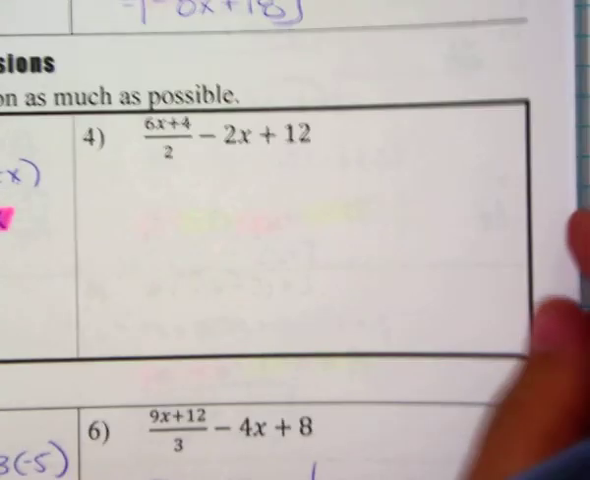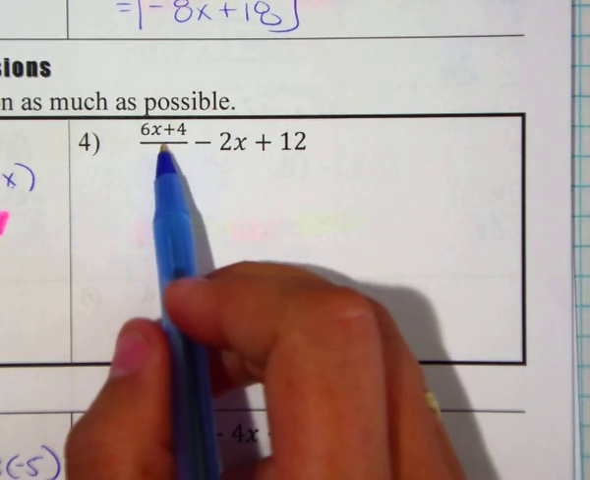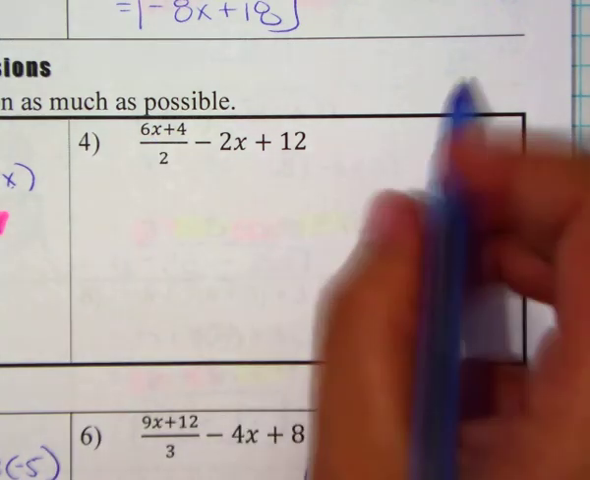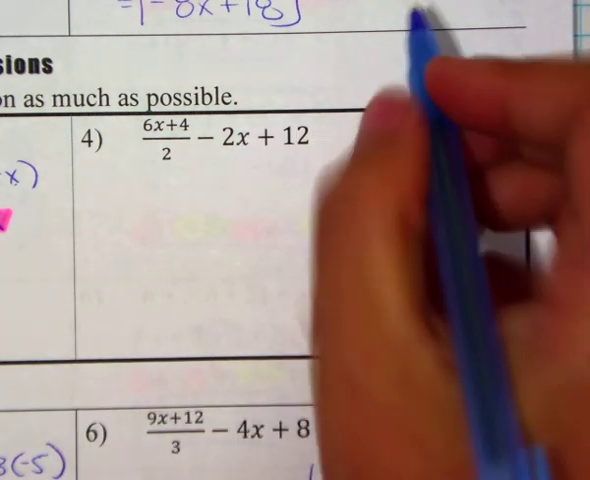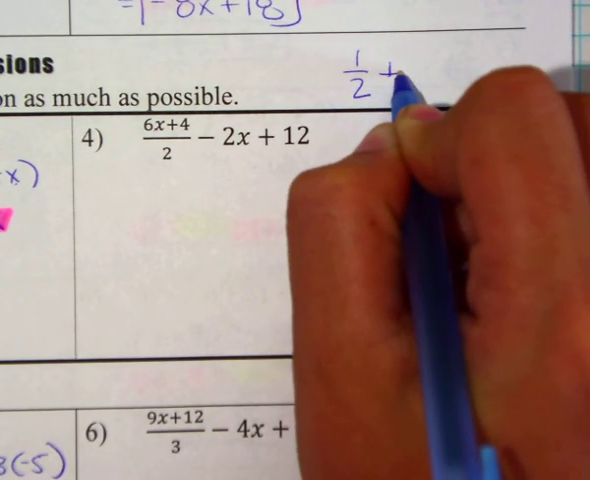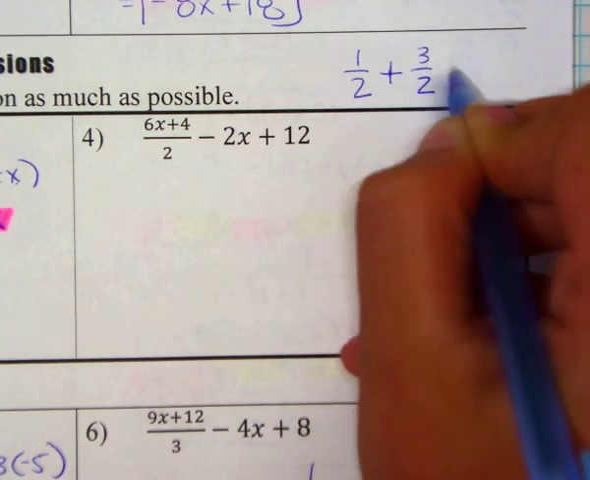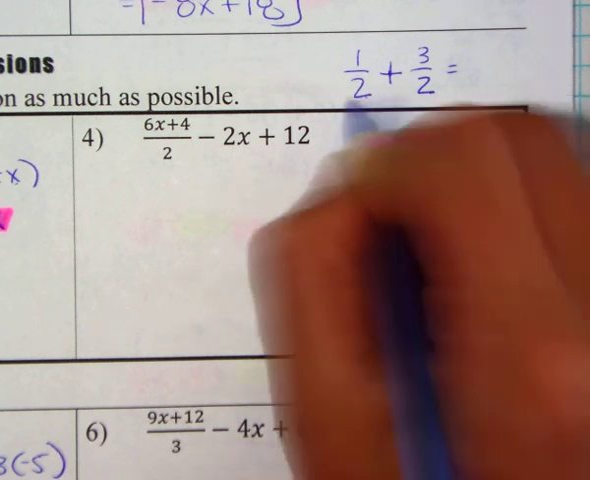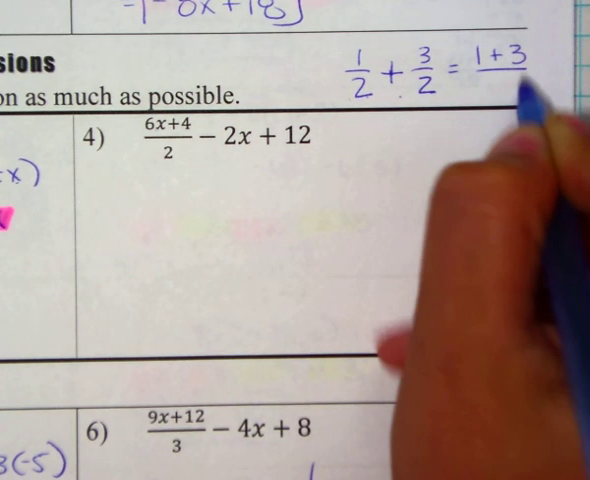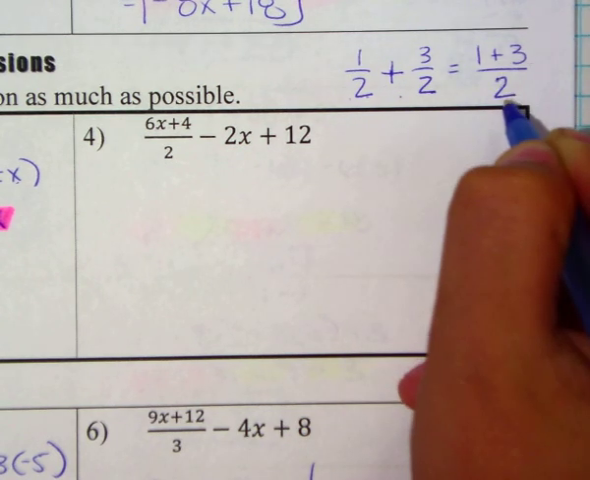Number 4 is a little bit different, okay? Notice that I have this fraction here, and I can't combine like terms in the numerator. So what I'm actually going to do, and I'm going to make a note up here in the margin: if I had 1/2 plus 3/2, because they have common denominators, we would add the numerators and keep the denominator, right? It'd be 1 plus 3 divided by 2.